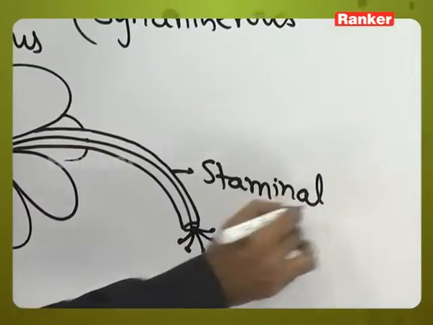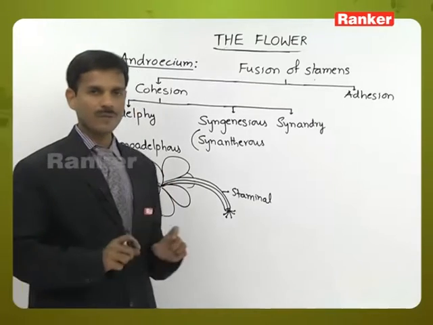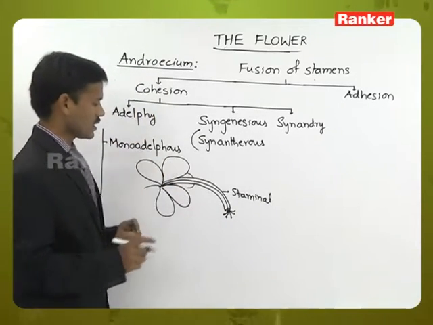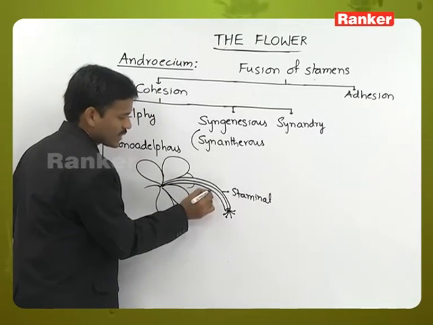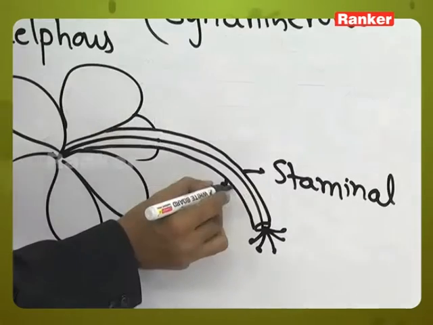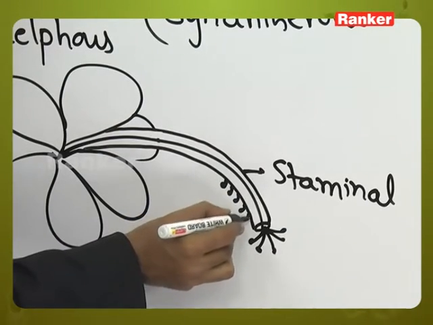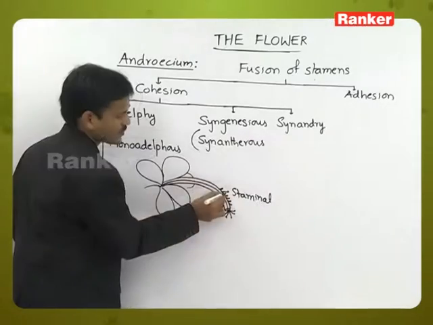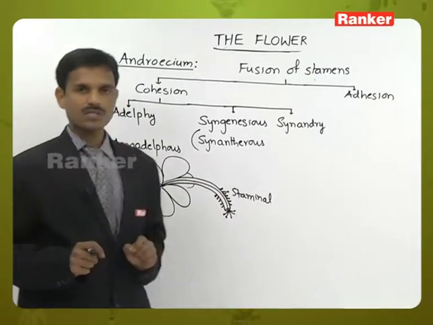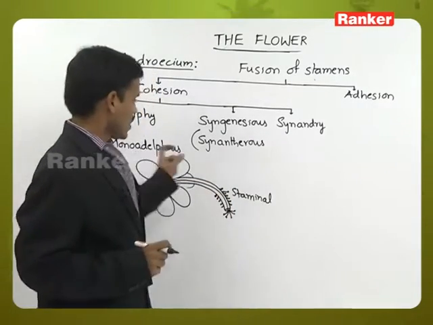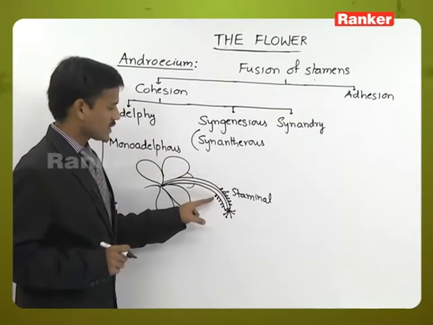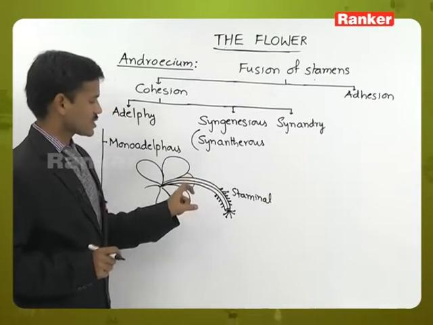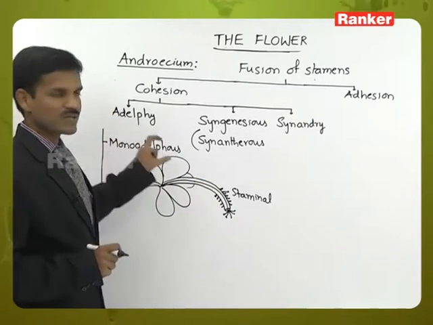The staminal tube is formed due to the fusion of all filaments, forming a single bundle. The anthers are not fused, the anthers are free. All these are the anthers. So in China rose or hibiscus flower, all the filaments are fused and the anthers are free. This condition is called the monadelphous condition.